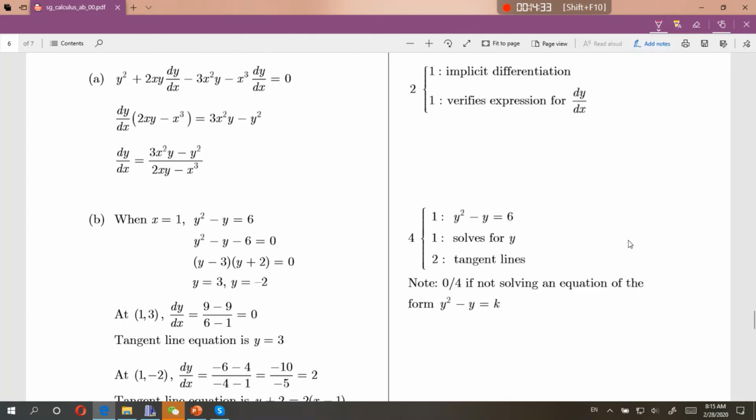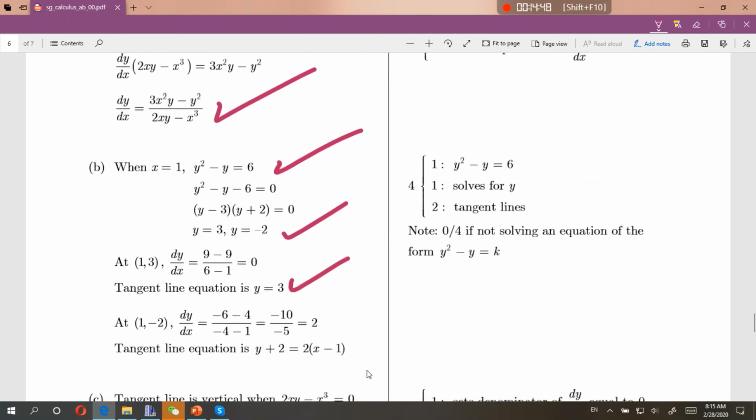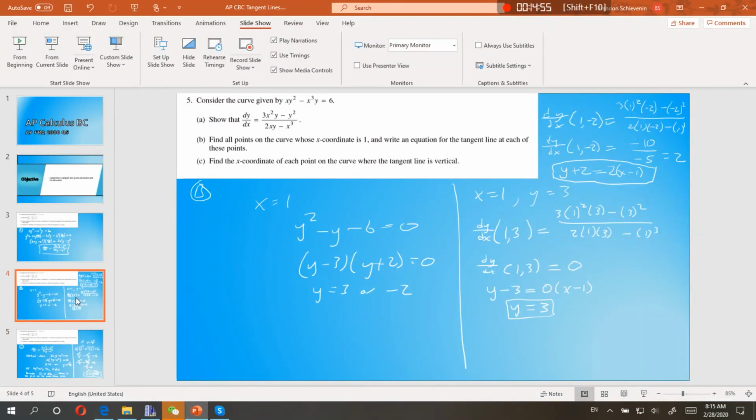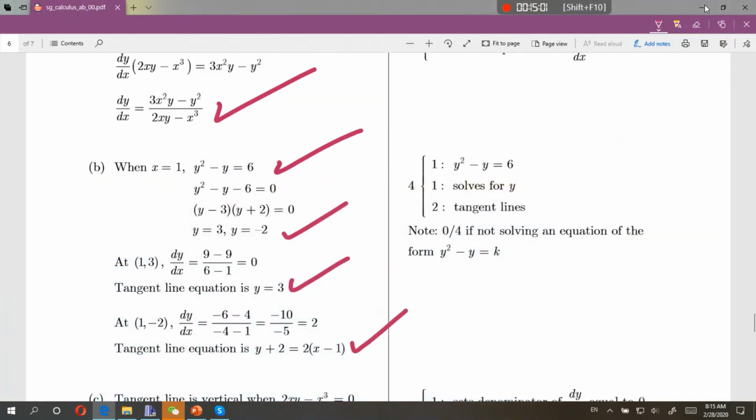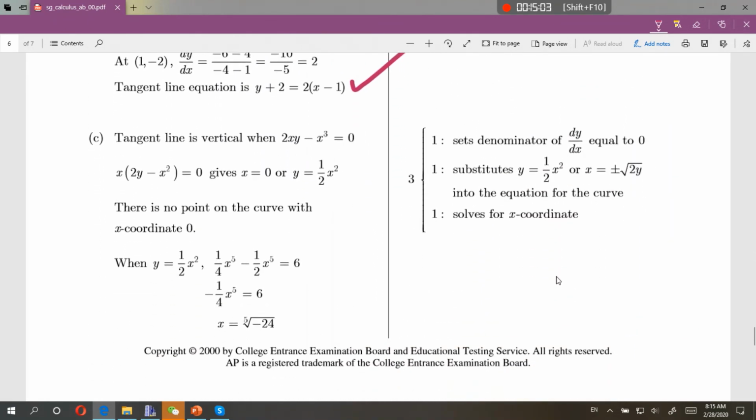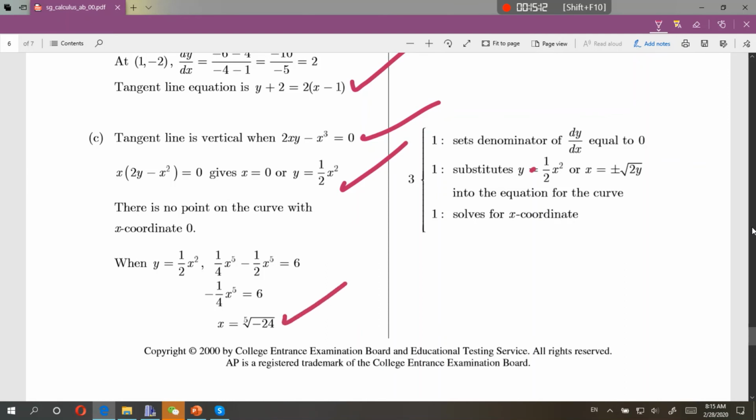Okay, so used implicit differentiation, we did, and verified the expression. Used y squared minus y equals 6, we did that. Solve for y, 3 and negative 2, we got that. Tangent lines at y equals 3 and y plus 2 equals 2x minus 2, yep. And then set denominator equal to 0. Substitute y equals 1/2 x squared. Solve for x, fifth root of -24. Okay, awesome.